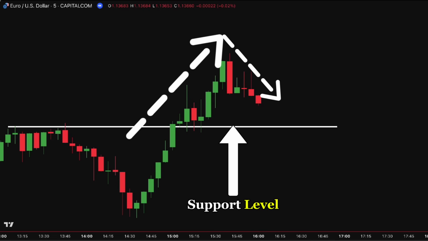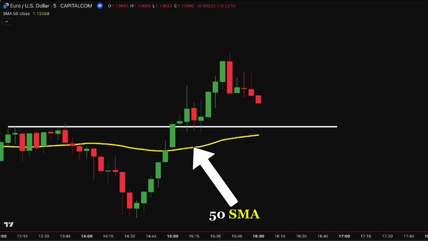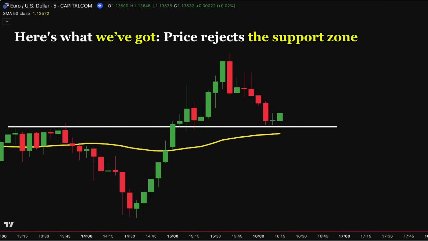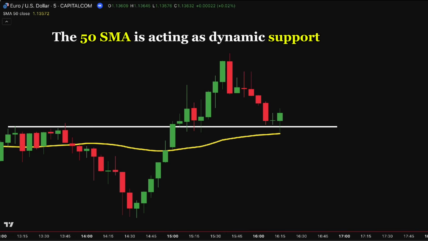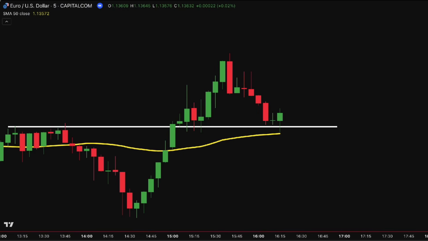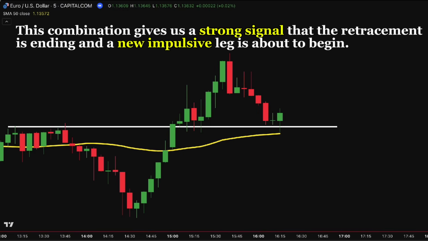Now, let's add the 50-period simple moving average to check for confluence. We allow the market to continue its pullback, and as you can see, price drops right into the support level and gets rejected. But what makes this setup even more powerful is the clear fakey setup that forms at the level. Here's what we've got. Price rejects the support zone. The 50 SMA is acting as dynamic support. A clean fakey setup appears, a smart money signal that confirms rejection. This combination gives us a strong signal that the retracement is ending and a new impulsive leg is about to begin.